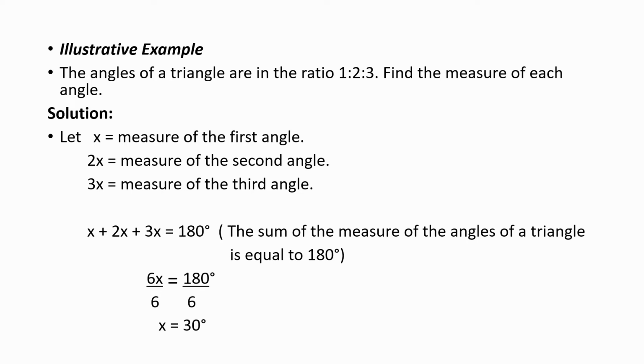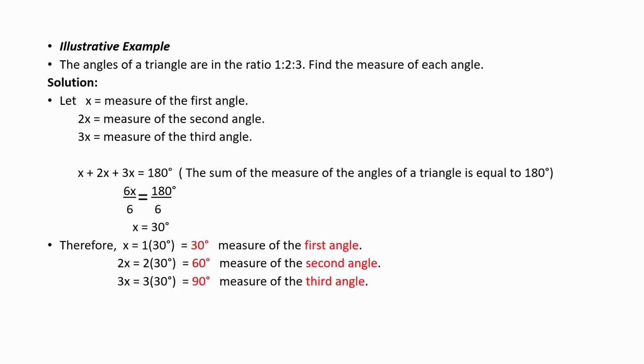Now, since we have already the value of x, which is 30, we can solve now for the measure of each angle. So how? To find the measure of each angle, we have to substitute the value of x, which is 30. Now, since we let x be the first angle, therefore x is equal to 30. That is the measure of the first angle. And you have there 2x, so 2 times 30, which is 60. So that would be the measure of the second angle.